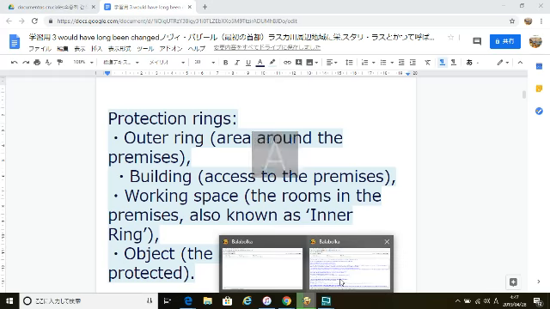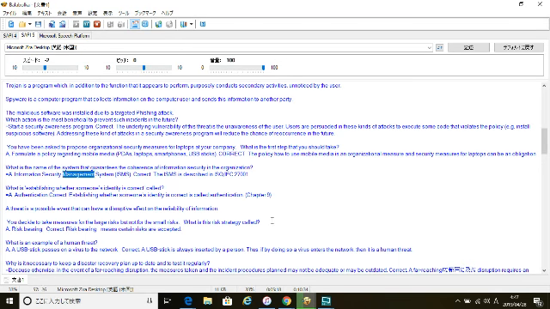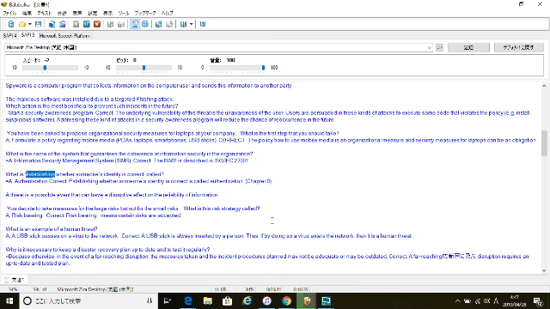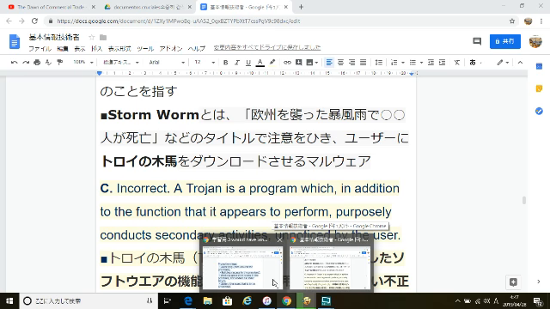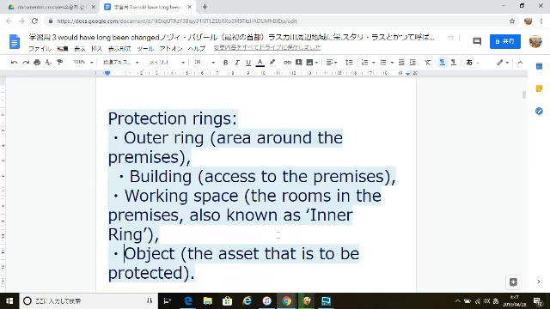What is the name of the system that guarantees the coherence of information security in the organization? A. Information Security Management System, ISMS. Correct. The ISMS is described in ISO/IEC 27001. What is establishing whether someone's identity is correct called? A. Authentication. Correct. Establishing whether someone's identity is correct is called authentication.